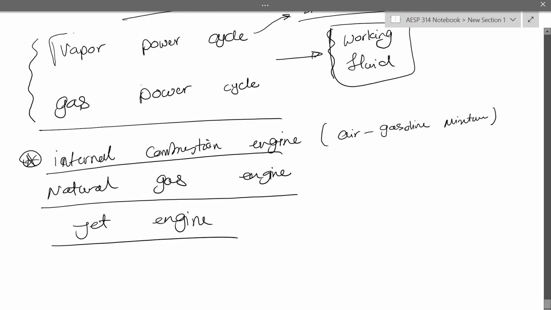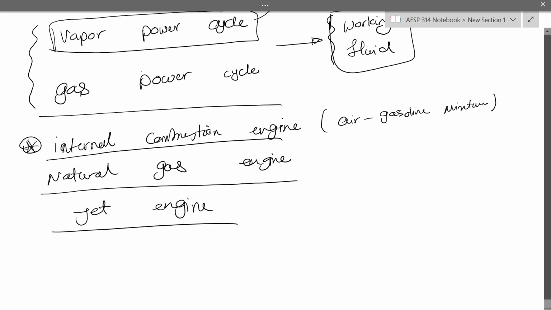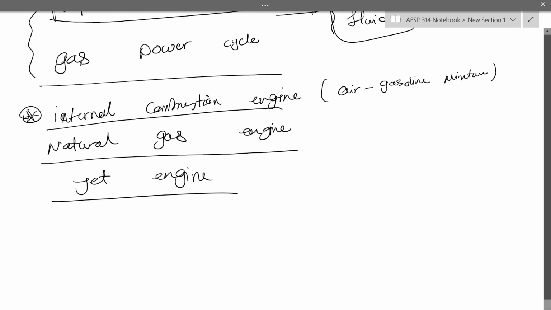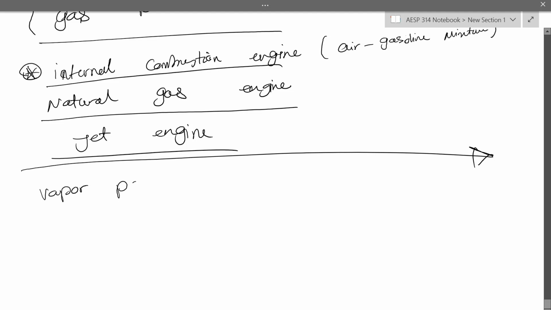So let's go a little deeper in the vapor power cycles first. We are going to mainly focus on vapor power cycles for this lecture, and hopefully we'll be done. We'll finish the vapor power cycles today, and then we'll start the gas power cycles. We'll talk a little more about them. Okay. So vapor power cycles, the main vapor power cycle is called a Rankine cycle.